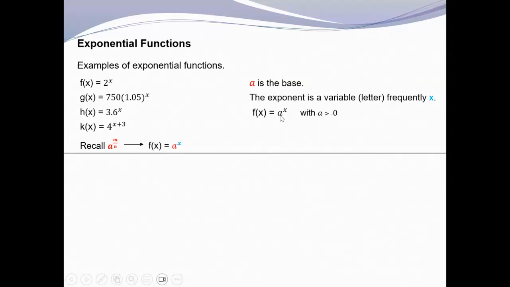And a has to be more than 0, and not 1, because 1 to any power will always give you 1. Now here, guys, we're going to have to know how to evaluate exponential functions in order to be able to graph them. So, for example, it says find f of x when x equals -2, -1, 0, 1, 2, and 3. So let's do a little table.